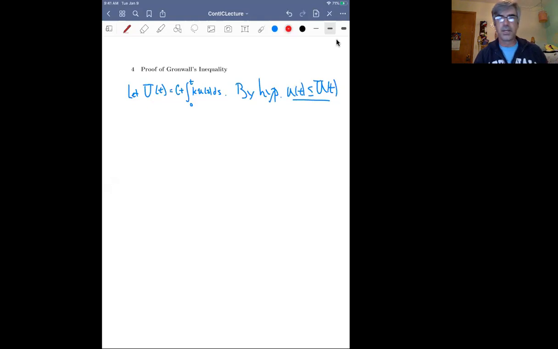We're going to start the proof of the theorem right here with what I've already written on the screen by letting capital U of t equal the integral that's on the right-hand side of Gronwall's inequality. So we're letting capital U of t equal c plus the integral from 0 to t of k u of s ds. And I just want to also note, because we're going to use this in a bit, that by the hypothesis of Gronwall's inequality, little u of t is less than or equal to capital U of t. All right, so that's where we're at here.